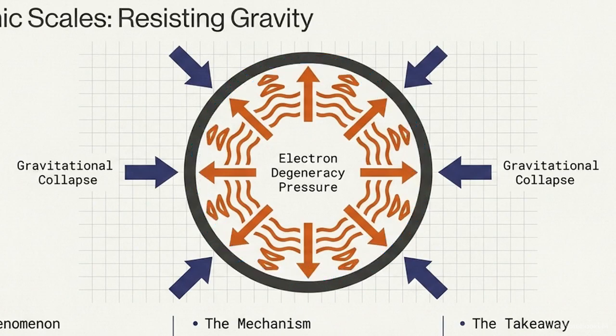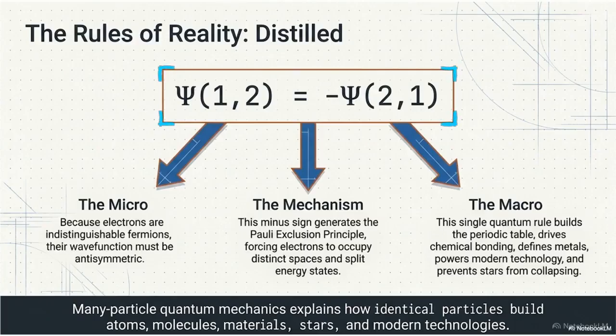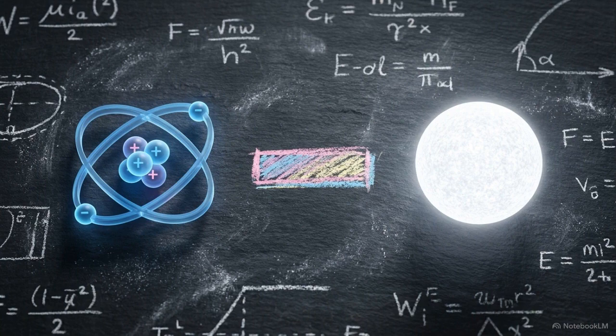This traces back to the foundational rule of the universe, the equation for identical fermions. From the energy levels of helium to the stability of dead stars, physical matter is defined by that single negative sign.